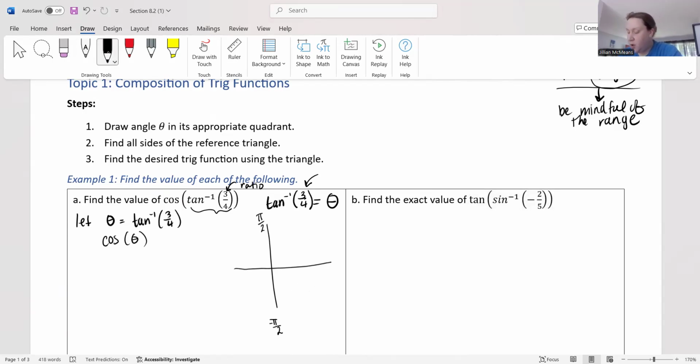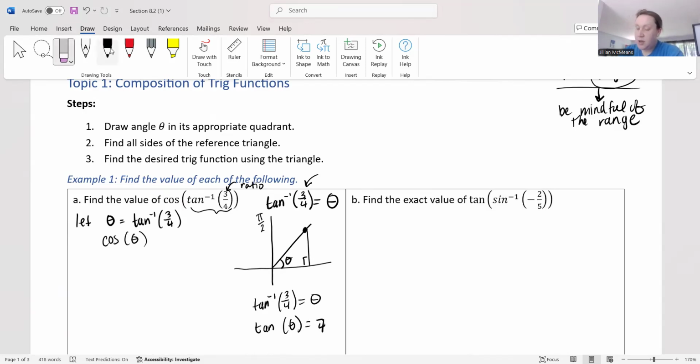So in quadrant 1, I'm looking for some angle theta such that when I build my reference triangle, tangent of that angle is going to be 3/4. Let me scoot this up just a smidgen so we have a little bit more room. There. Okay, so if I have inverse tangent of 3/4 equaling theta, I can think of that as tangent of some angle theta having a ratio of 3/4. So with this triangle we've drawn, we've got some angle theta, and the ratio for tangent would have to be 3/4.